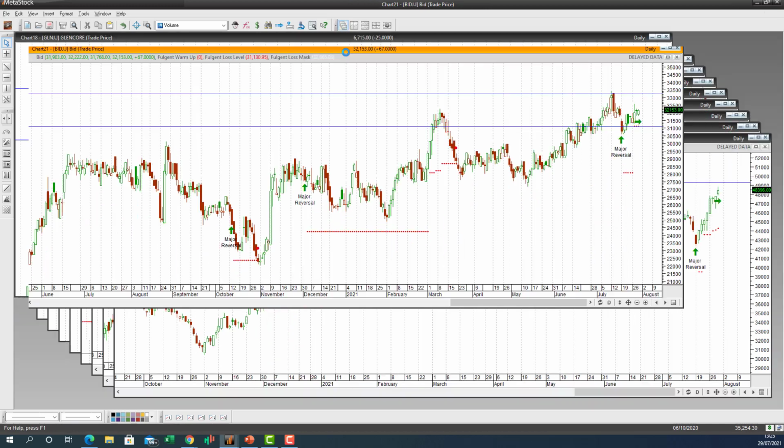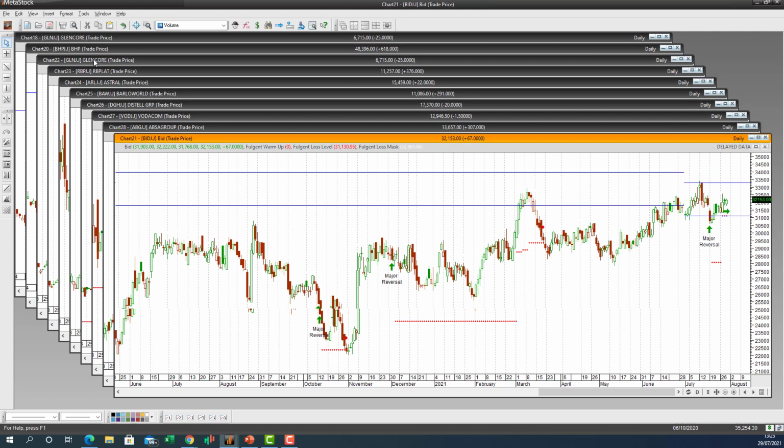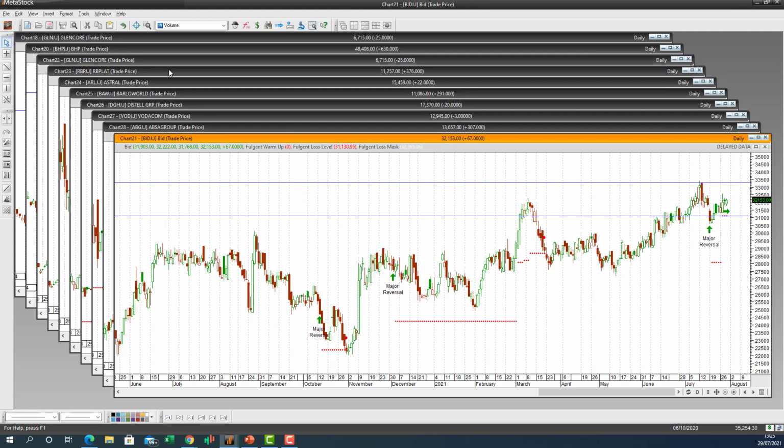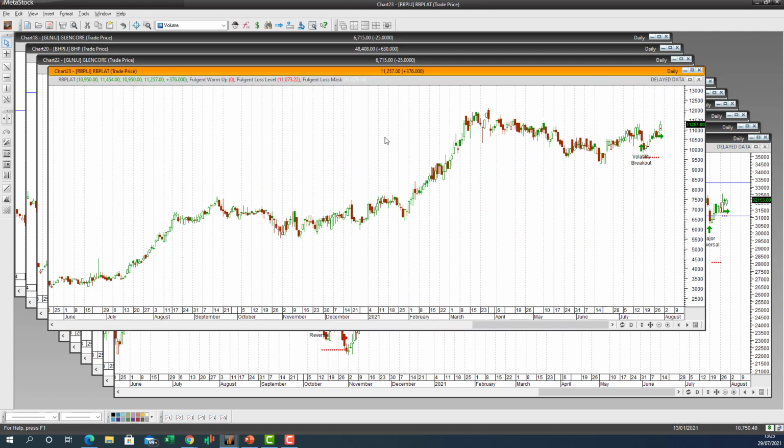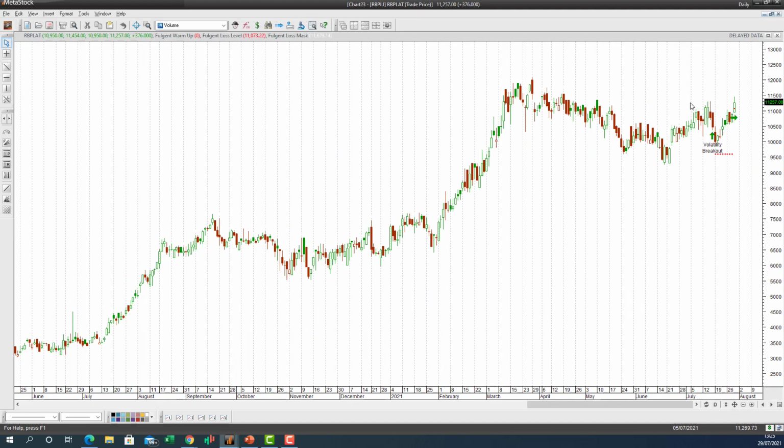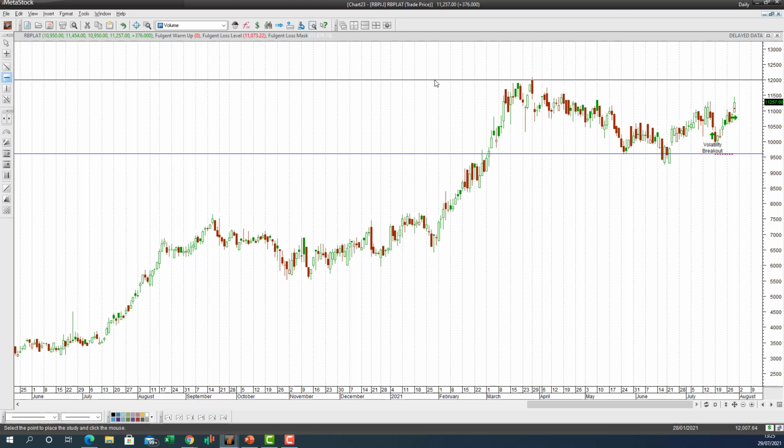Okay, the next one up, we've covered Glencore, RBPJ, major market reversals. There's a volatility breakout in this case. You can see how the AI adjusted the stop loss in there. And now your upside target would be this old high here. So it's still in a long, and it's grinding higher with your trailing stop at 9,606, and the upside resistance target there at 12,000.